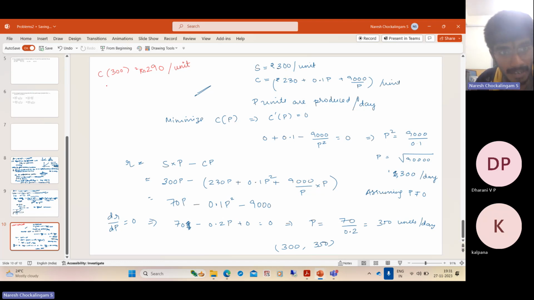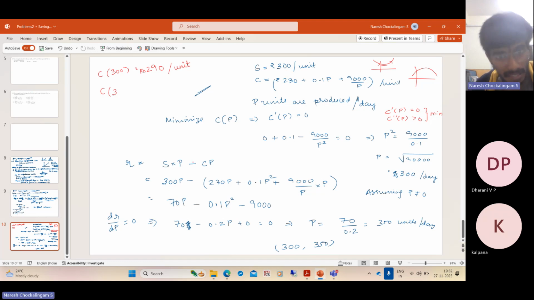How do we know it is a minimum? If you really want to know whether it is a minimum or a maximum, check for something slightly nearby 300, or you can check the second derivative, which will be plus 2 into 9,000 by P cube. If C dash of P equals 0 and C double dash of P is greater than 0, it is a minimum. If C double dash of P is less than 0, it is a maximum. If the slope goes from positive to negative, then the slope is decreasing.